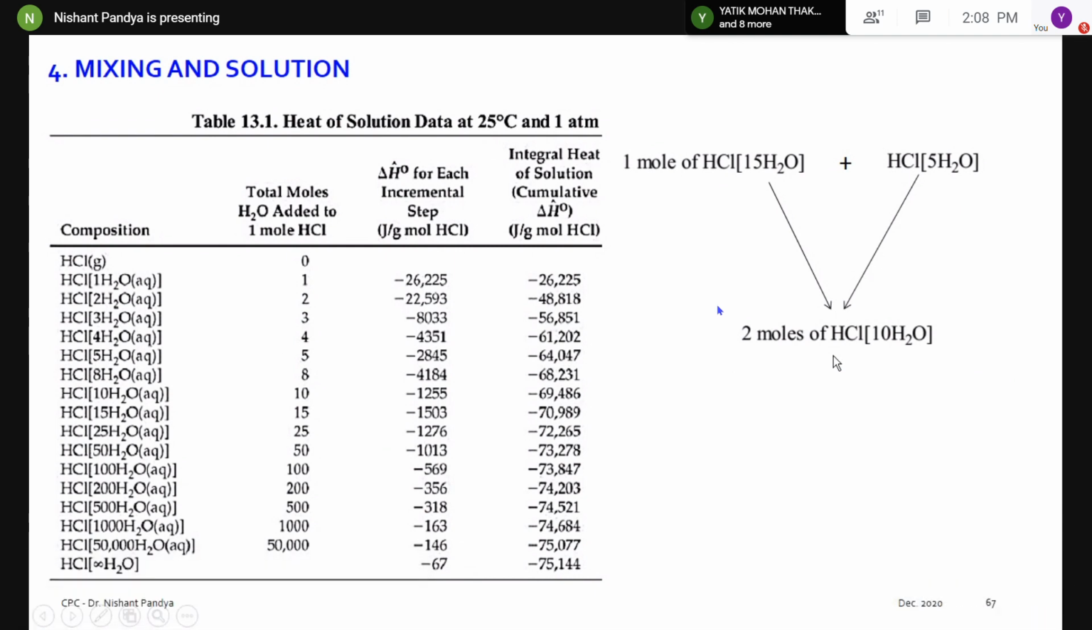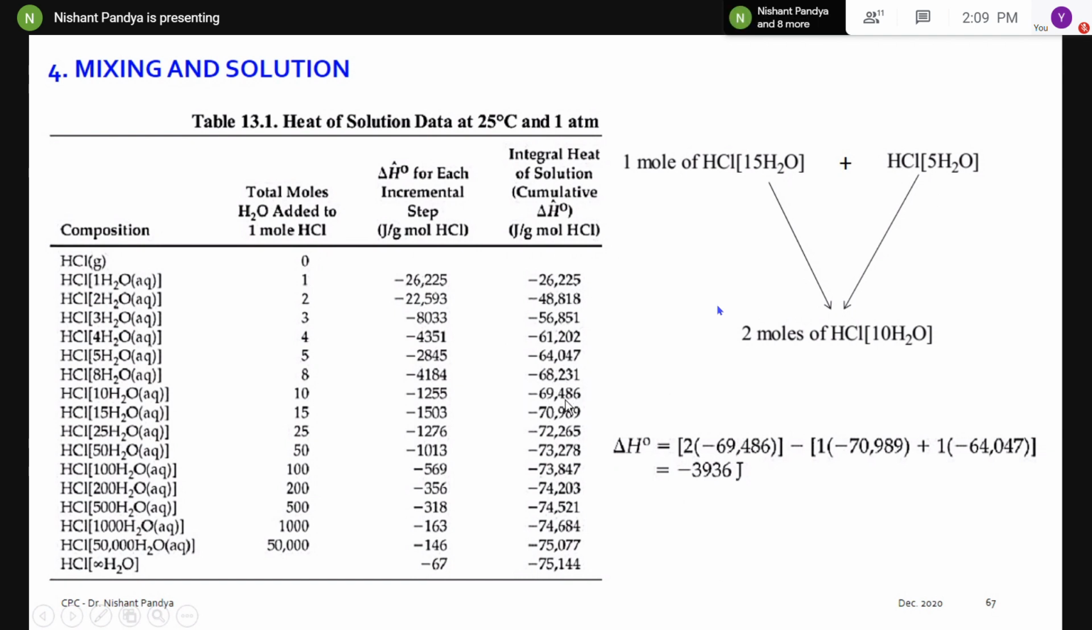If it is ideal, nothing. We can easily calculate from the specific enthalpy of each solution separately. But in this particular case, you have the data available. We can find out how much enthalpy change will occur just due to mixing at a constant temperature. So we have total enthalpy change, the enthalpy of the final solution minus the enthalpy of the initial. In this case, the enthalpy of the final solution is 2 into HCl 10H2O, where HCl 10H2O is here.